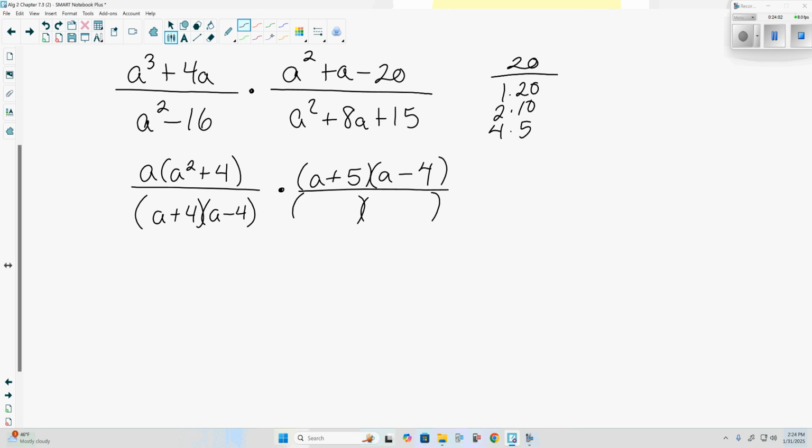And we can check and make sure. A times negative 4 is negative 4a. 5 times a is plus 5a, giving us a positive 1a, which is exactly what we wanted.